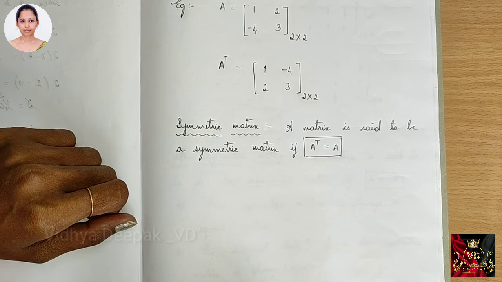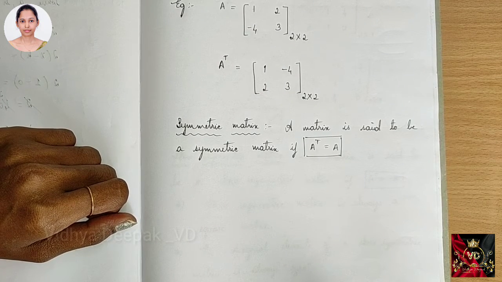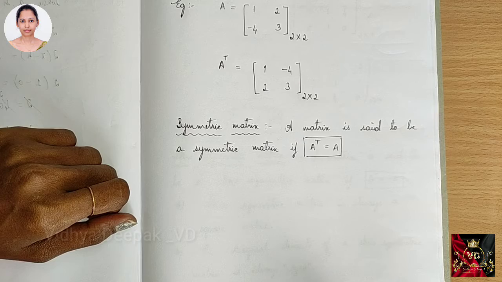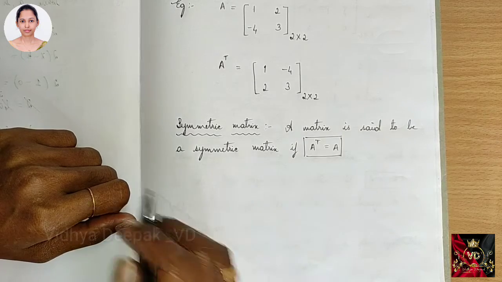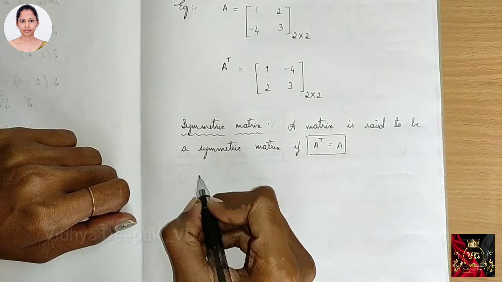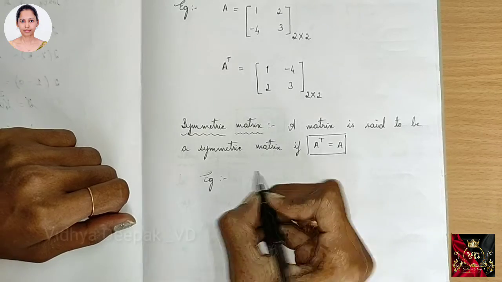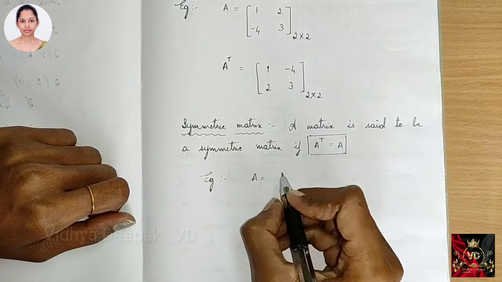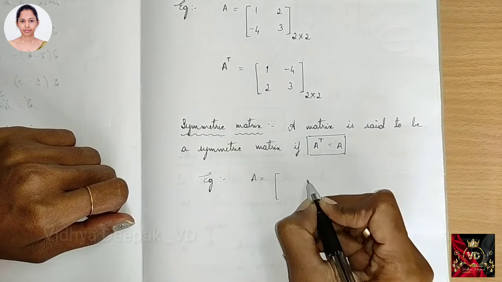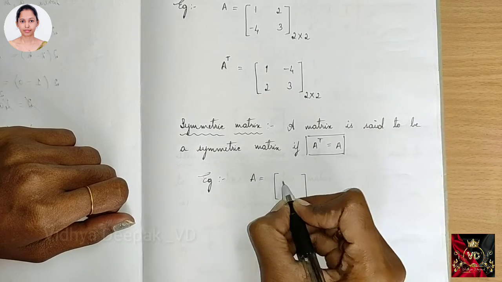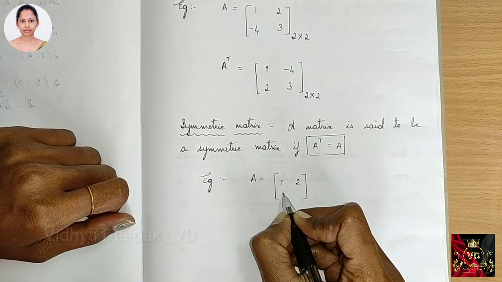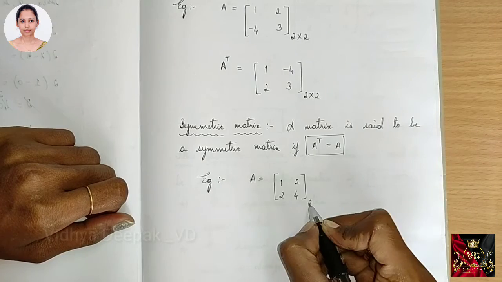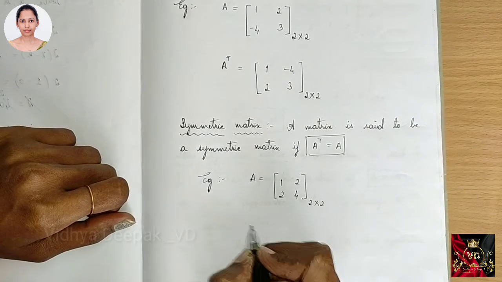Symmetric matrix. A matrix is said to be a symmetric matrix if A transpose is equal to A. Let us check an example. So A is equal to, let's take 1, 2, 2, 4. This is a 2 cross 2 matrix.